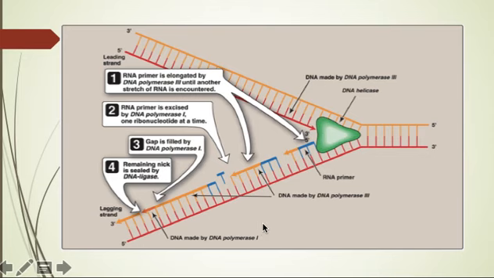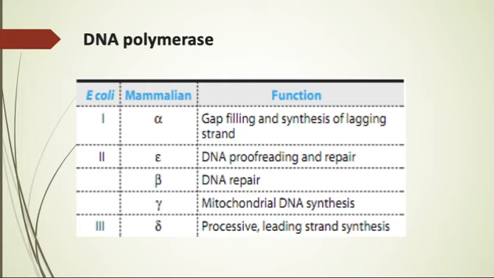When we talk about the DNA polymerase, you should also know the different types of DNA polymerase enzyme. In E. coli you have 1, 2 and 3, and in mammalians you have alpha, epsilon, beta, gamma and delta. DNA polymerase 1 and alpha help in the gap filling and synthesis of the lagging strand. Then DNA polymerase 2 or epsilon helps in the DNA proofreading and repair. The beta helps in the DNA repair.